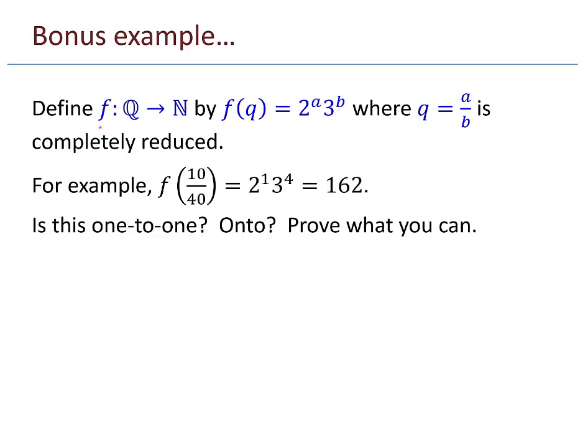Define a function f from the rationals to the naturals by this. f of a rational q is 2 to the a, 3 to the b, where q, that rational number, is expressed as a over b completely reduced. For example, f of 10/40ths. What am I going to do with 10/40ths? 10/40ths really reduces to 1/4, so I use the 1 and the 4 as the exponents on 2 and 3, and that ends up being 162. Is this function one-to-one? Is it onto?